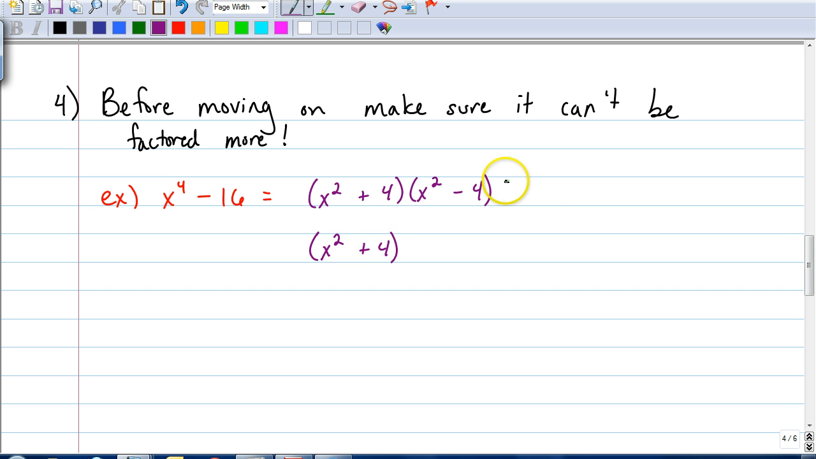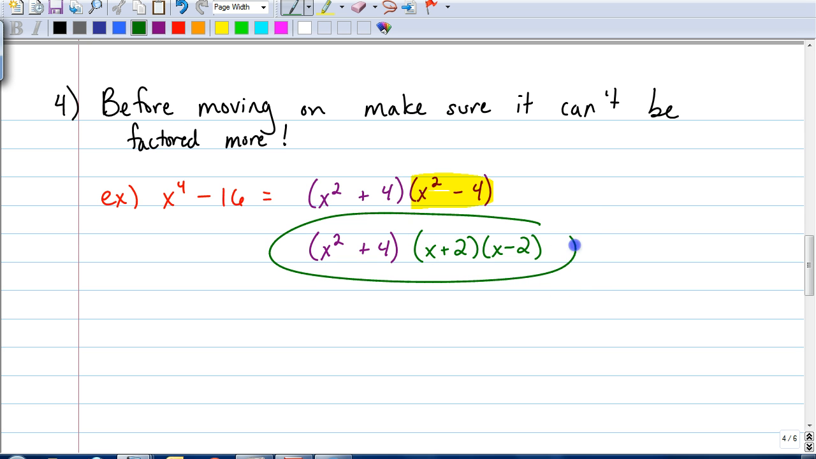The x squared plus 4 can't, but this part can be simplified. So for that, when you go to break that down, it's going to break down to be x plus 2, x minus 2, because the square root of x squared is just x. The square root of 4 is 2, so I have x plus 2, x minus 2. And that would be your final answer. X squared plus 4 times the x plus 2 times x minus 2.